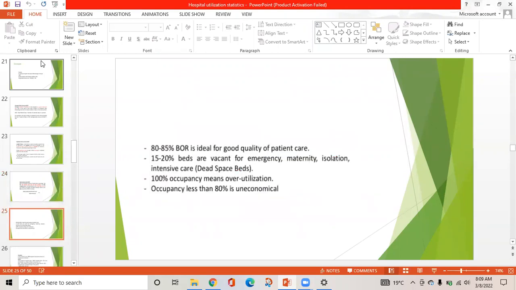An 80 to 85% bed occupancy rate is ideal for good quality care of the patient. 15 to 20% of beds are vacant for emergency, maternity, isolation, and intensive care. That is dead space beds. 100% occupancy means overutilization. Occupancy less than 80% is uneconomical.